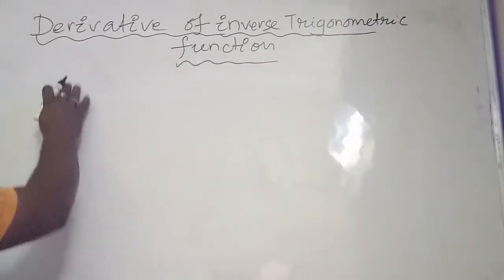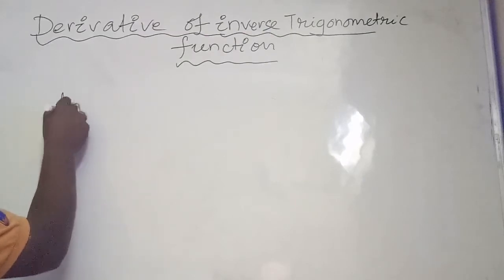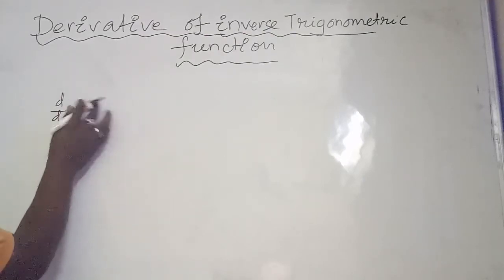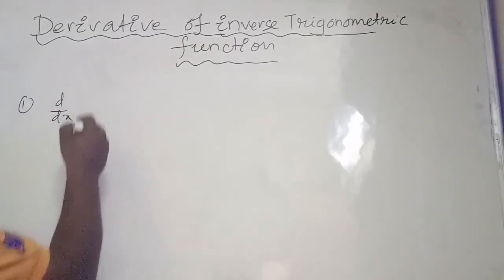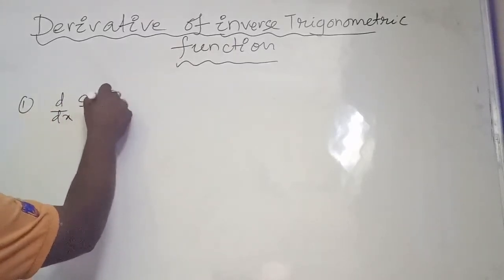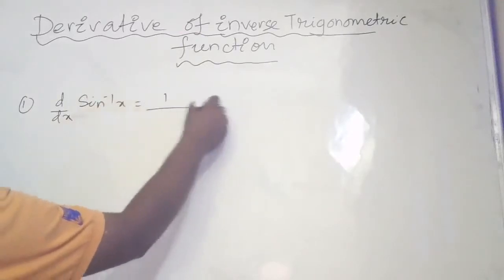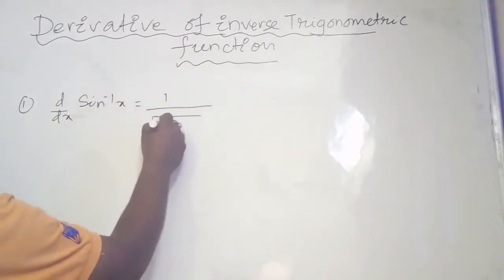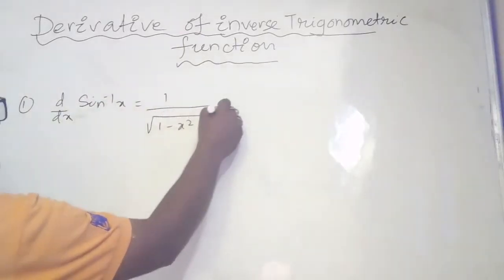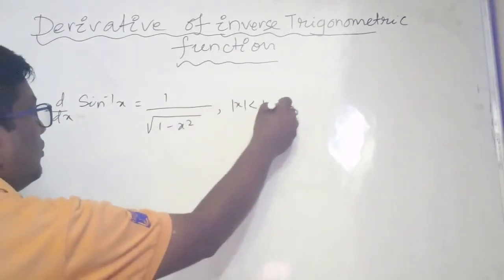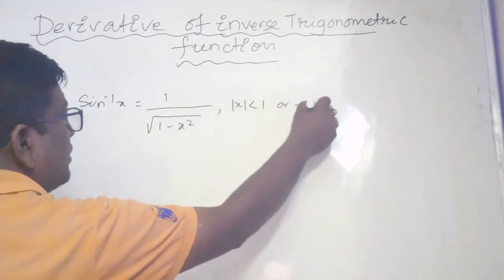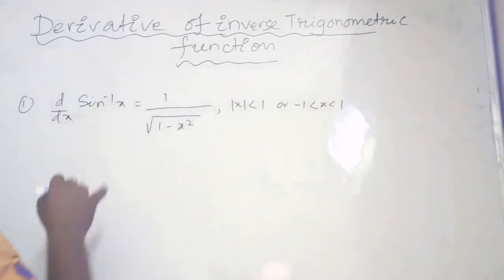d by dx of, number one formula, d by dx of sin inverse x is equal to 1 by root over 1 minus x square, that is mod x less than 1, or minus 1 less than x less than 1.